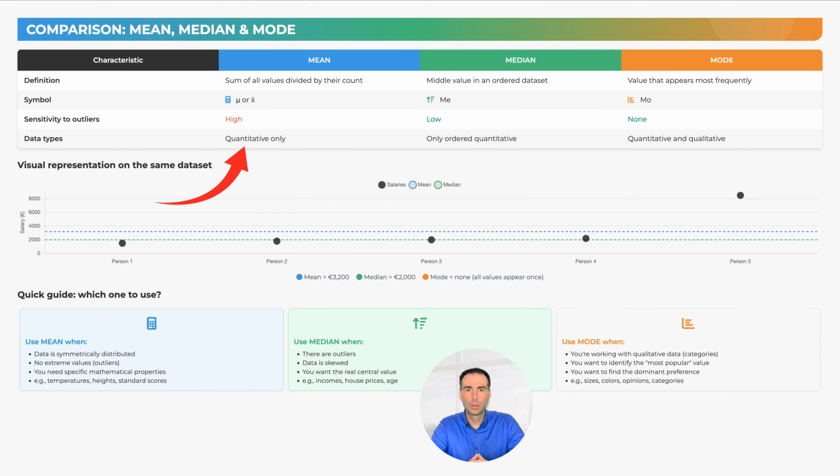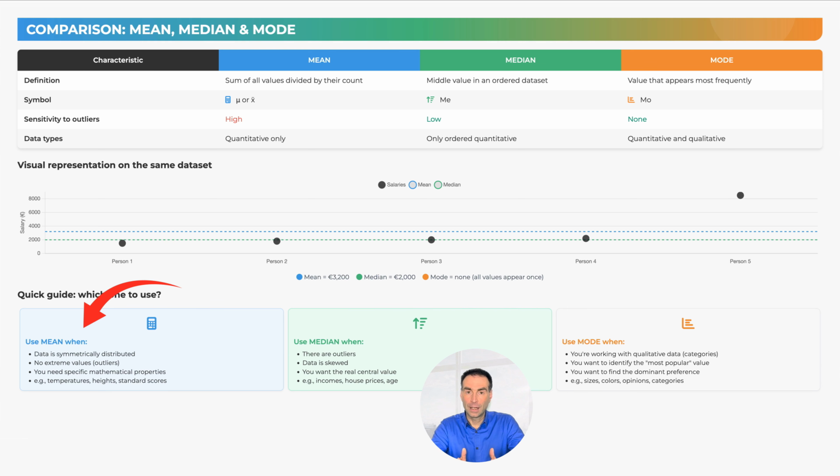Let's recap. The mean adds up all the values and divides by the total. It's precise but very sensitive to outliers. The median is the middle value in an ordered set. It's more stable. The mode tells you which value occurs most often, perfect for categories. Now look at this chart. Using the same data set, the mean is higher because of the outlier. The median is closer to where most of the data is, and the mode, it doesn't exist here because no value repeats.